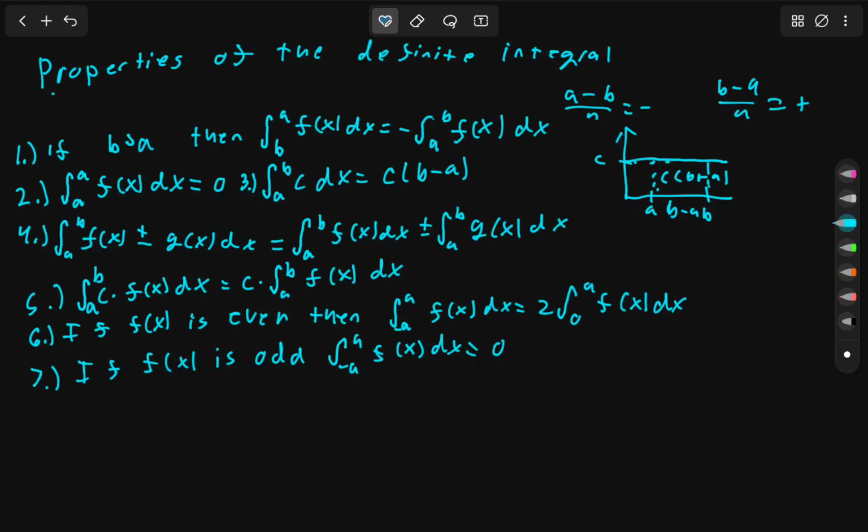All right. For property number 4, the integral from a to b of f of x plus or minus g of x dx is equal to the integral from a to b of f of x dx plus or minus the integral from a to b of g of x dx.